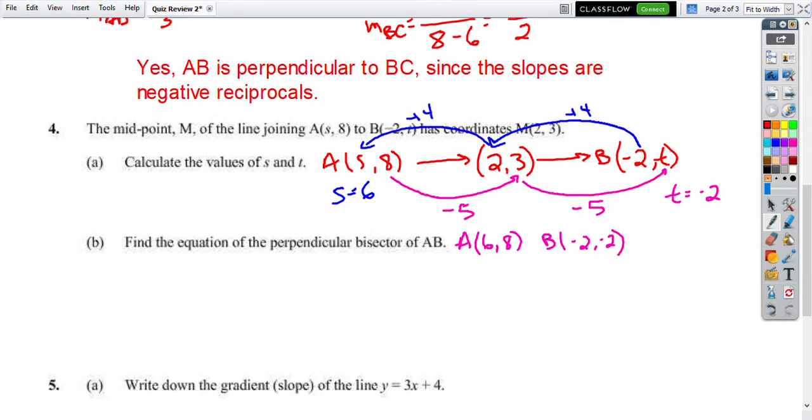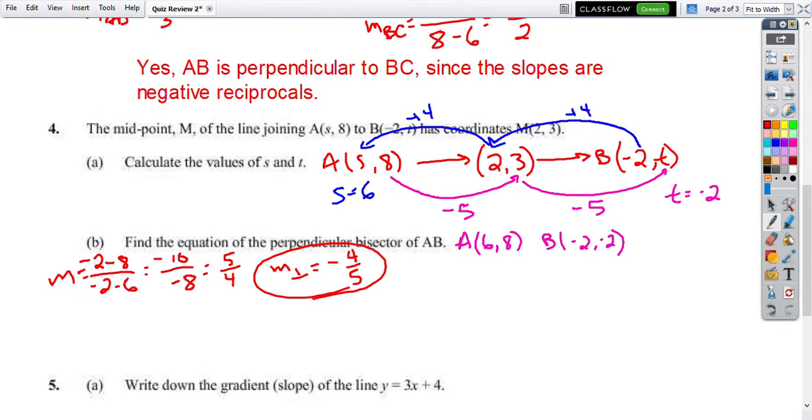So y2, we'll do negative 2, minus y1, which is 8, over x2, negative 2, minus x1, which is 6. So just working in that order again. And negative 2 minus 8 is negative 10. Negative 2 minus 6 is negative 8. And that gives me a slope of 5 over 4. So that means the perpendicular slope is the negative reciprocal. So that's my slope that I'm going to use.